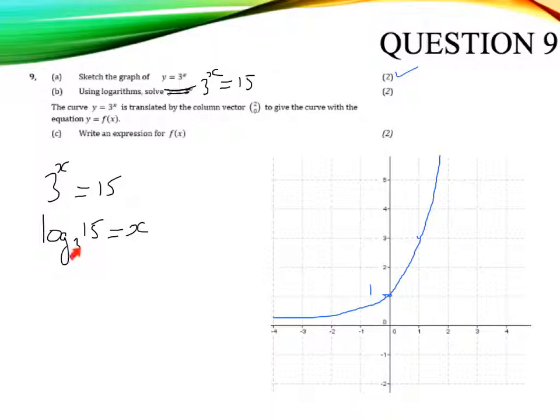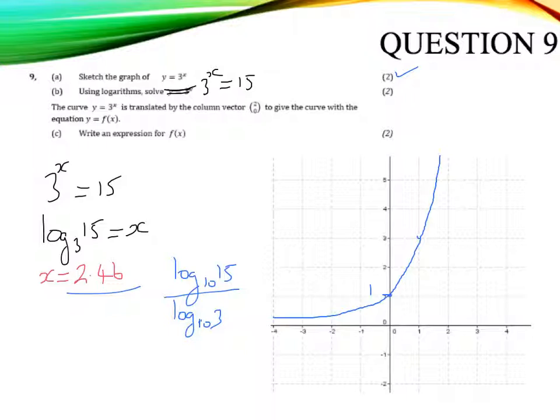Remember, when we're doing logs, it's the number down here, this to the power of this equals this bit here. Now if you've got a calculator that does logs to different bases, then you can just type this in and you'll get that x equals 2.46 to 3 significant figures. Alternatively, if you don't have a calculator like that, you can do it using base 10. So you can do log to base 10, which is just a normal log button, of 15 divided by log to base 10 of 3, and that's going to get you exactly the same answer, 2.46.